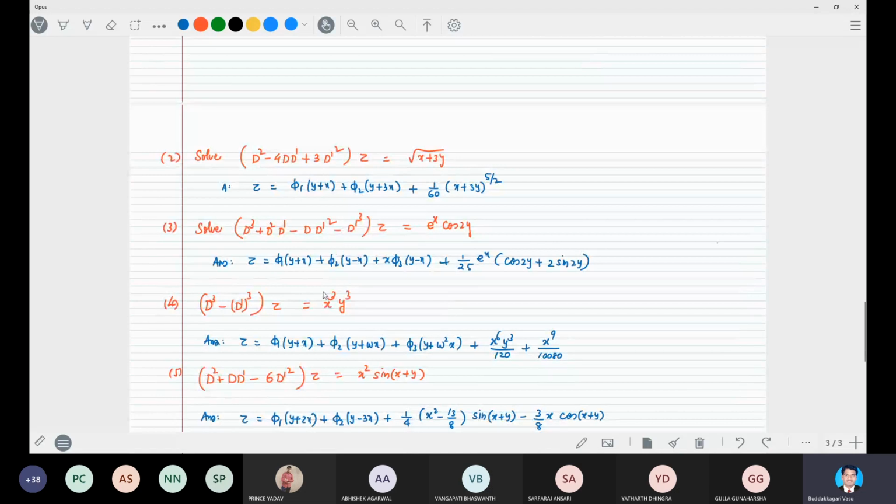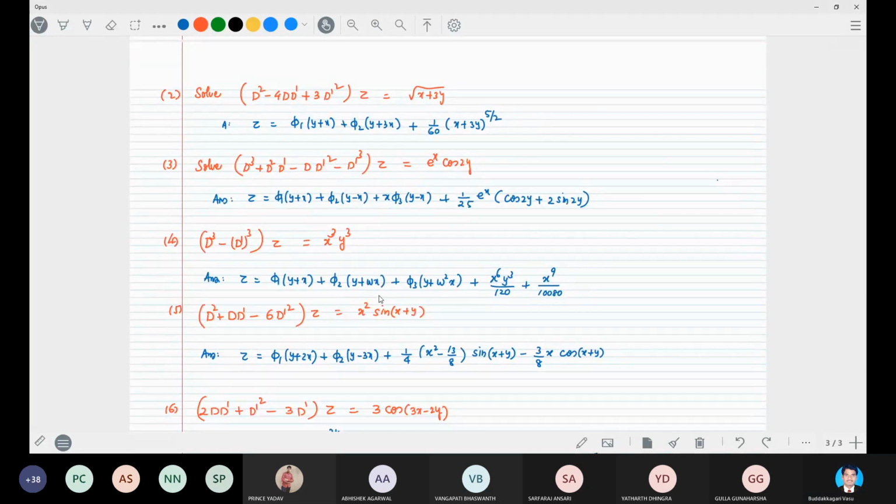Now can you do these problems? Questions 2 to 5 are homogeneous equations with different RHS functions, where F of x comma y is an algebraic function. Here we have e power x into cos 2y, x cube y cube, and x square sine of x plus y.